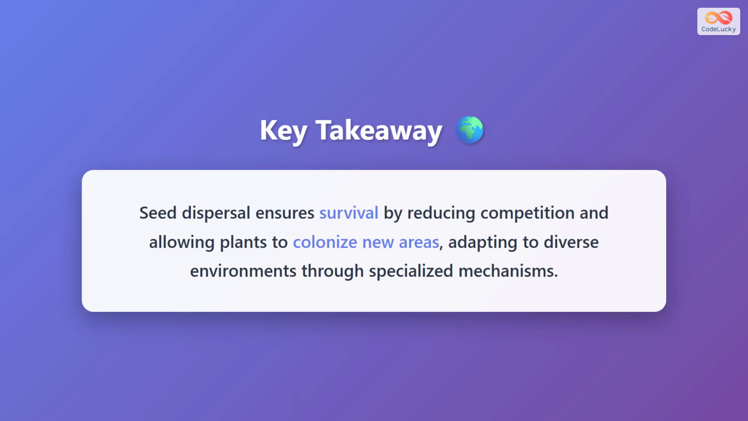The key takeaway is that seed dispersal ensures survival by reducing competition between parent and offspring plants. It allows plants to colonize new areas and adapt to diverse environments. Through wind, animals, water, and explosive mechanisms, plants have developed specialized strategies refined over millions of years of evolution. Understanding these mechanisms helps us appreciate the complexity and ingenuity of plant reproduction.